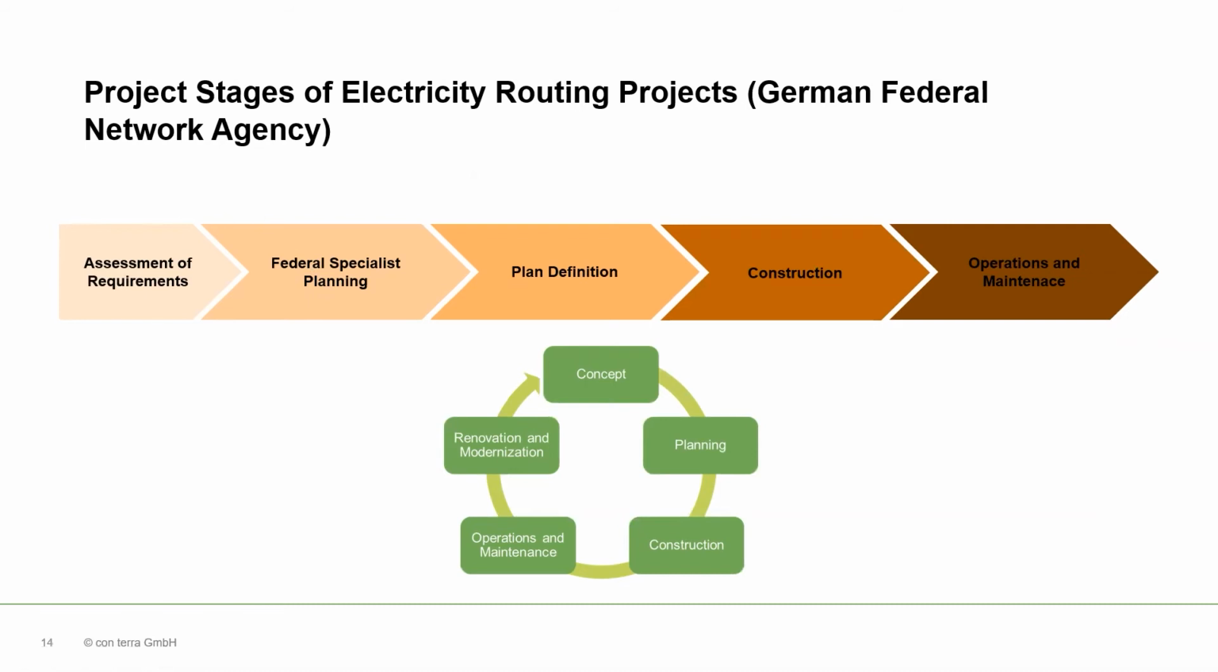The initial project stage was the assessment of requirements. This is where the overall requirements for the project were being defined, the current situation was analyzed, and general steps that needed to be completed were being determined. The next step was the federal specialist planning phase. Here, local spatial conditions were analyzed and an environmental assessment was conducted to define the general area where the project could be realized. Then in the plan definition phase, this plan was being fine-tuned to define the exact route for the project. The two final phases are construction and operations and management.